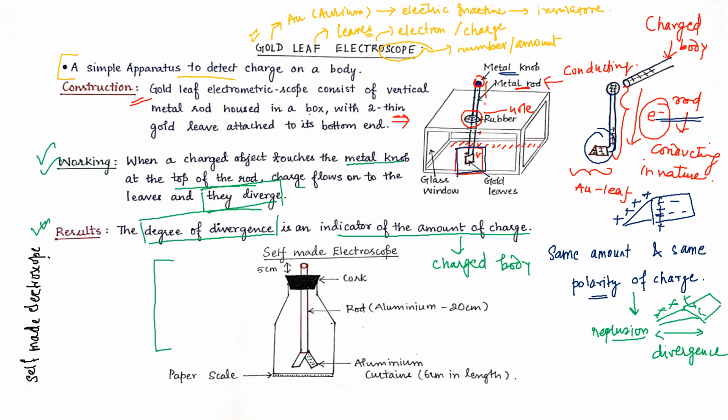Then how do we make an electroscope? What we have done is, we have taken a transparent jar. First of all, we introduce the paper scale at the bottom of this transparent jar. Then we took a cork and fixed it on the neck so that air or some other unwanted charges don't go inside. We fixed a cork.